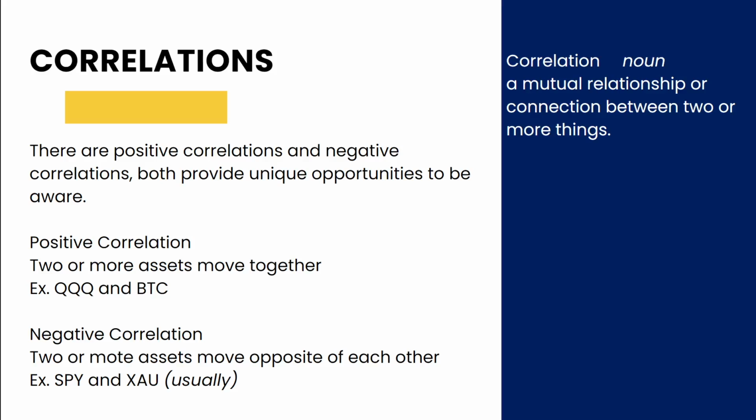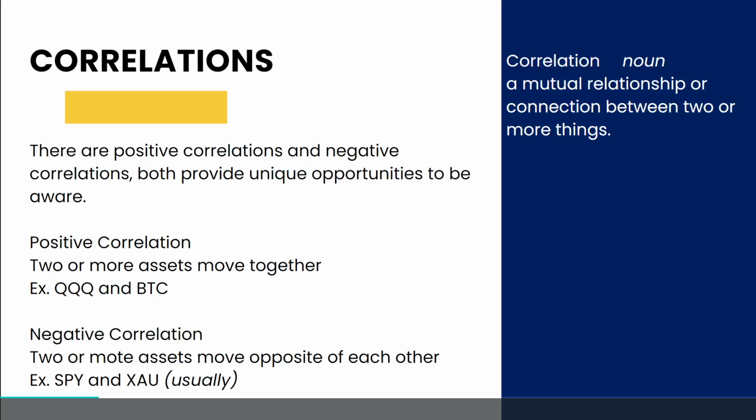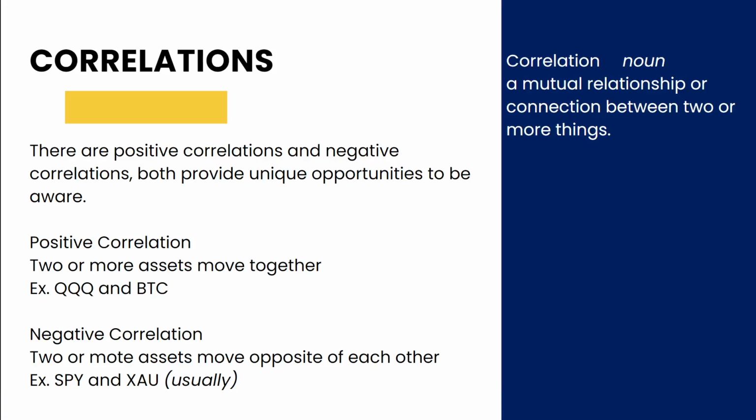On the other hand, we have a negative correlation, which is just the opposite, where two or more assets move opposite of each other. In this example, we brought up SPY and gold, and I put in italics here that it's usually. As of recently, we've seen both things moving to the downside, but usually SPY and gold move in negative correlation with one another. Because when things are very bullish and risky, people want to have their money in equities, like stuff on the stock market, and then when things get scared and the market is pulling back, people will look for safety in stuff like gold, usually.